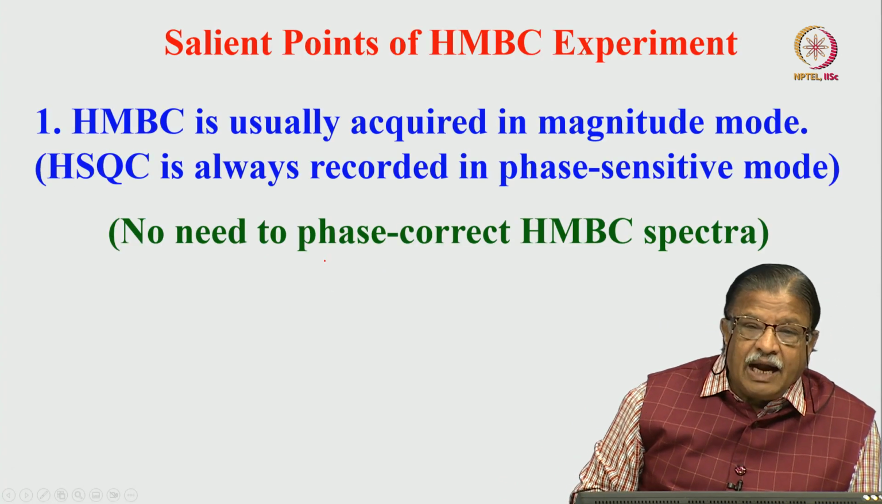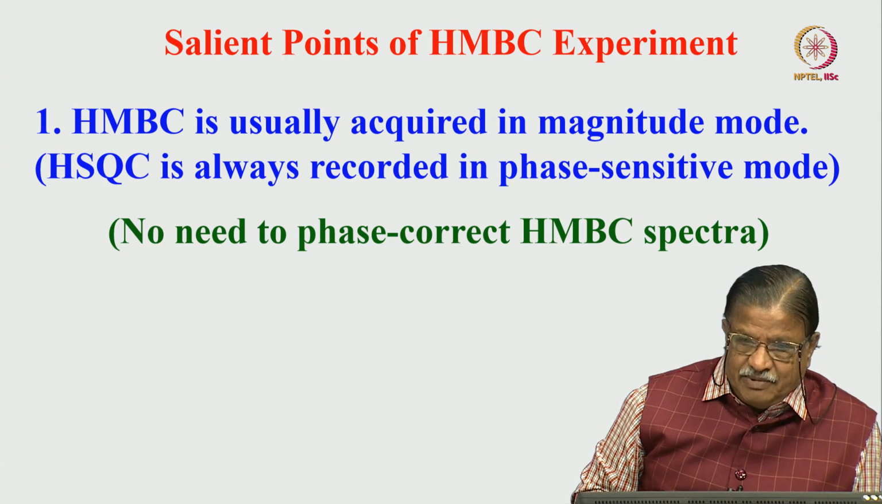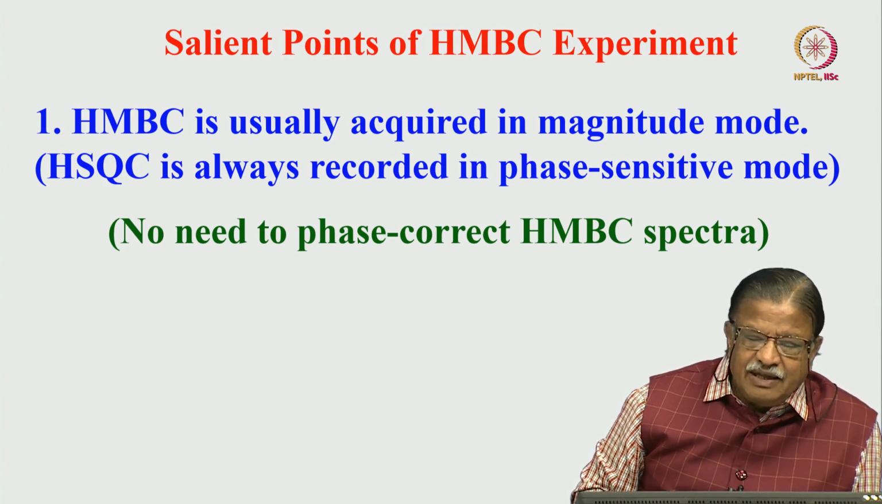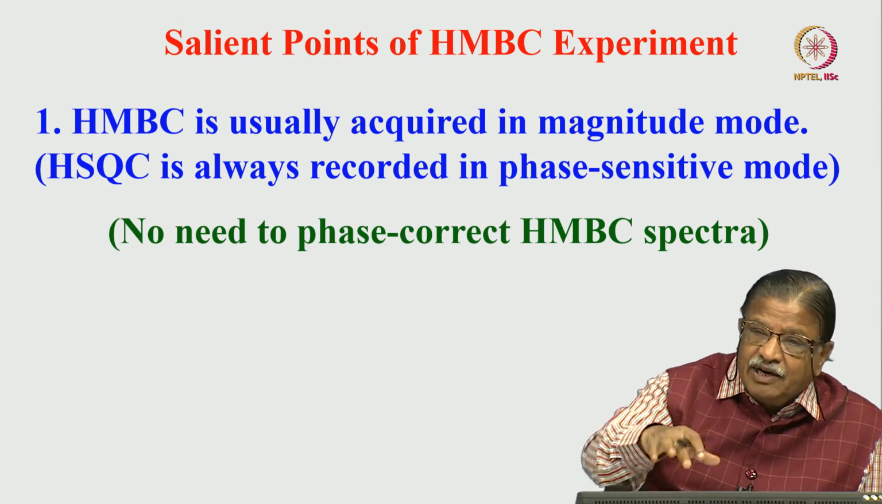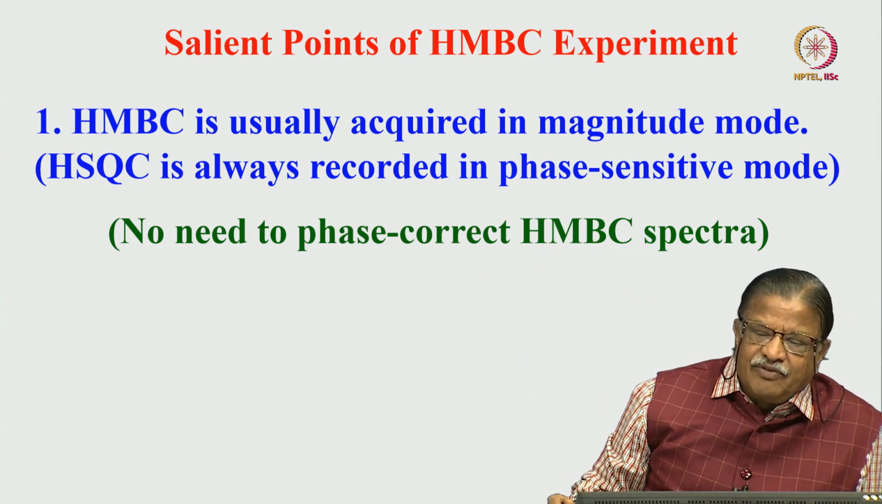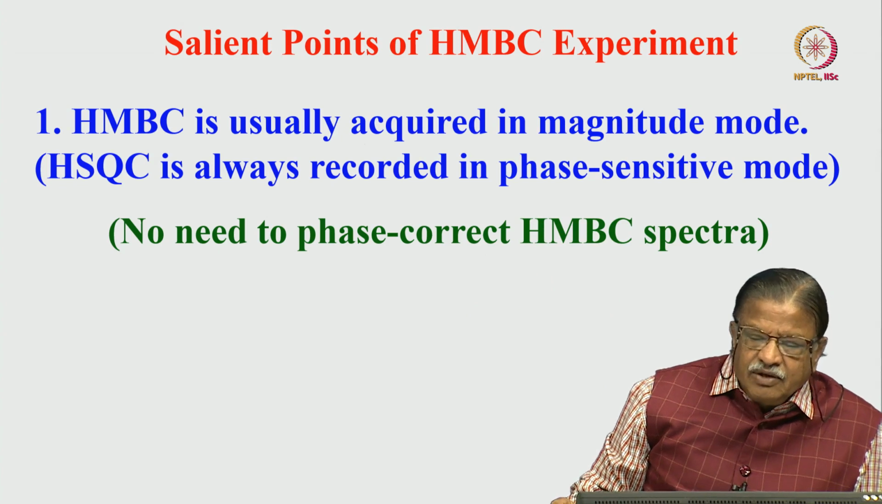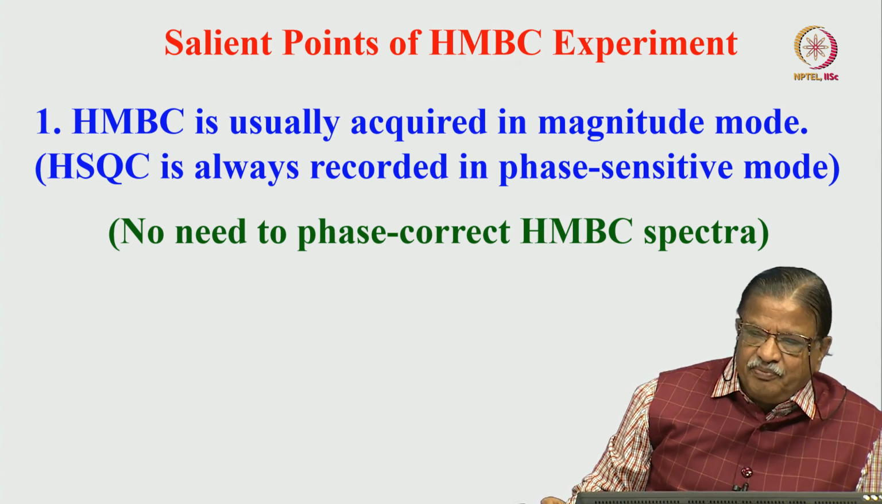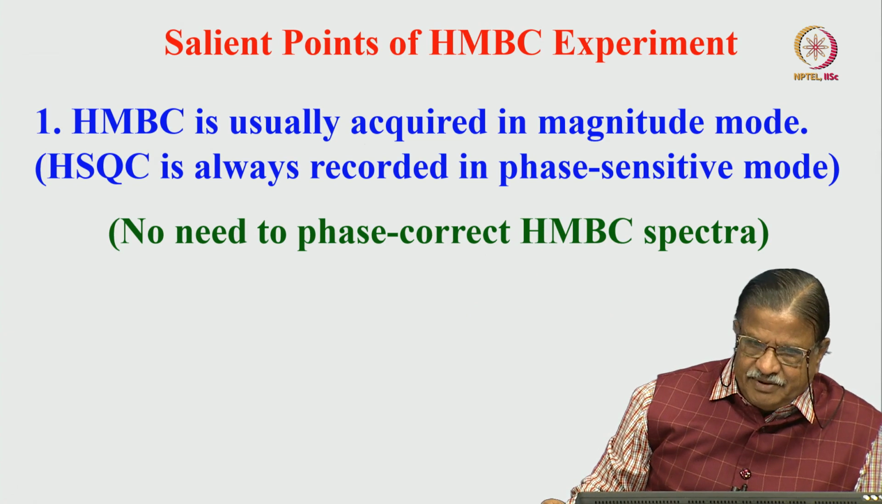Okay. And then how do you detect such carbons? First of all, the advantage of that is non-protonated carbon which you don't see in HSQC can also be utilized because of the long range coupling to different protons. So salient points of HMBC, what do we do when we want to do HMBC?